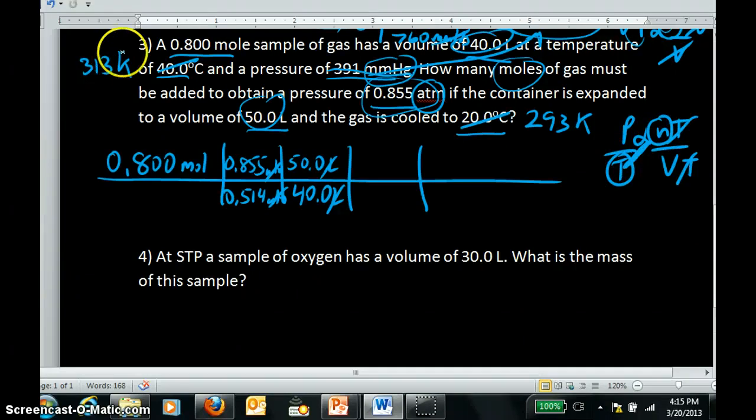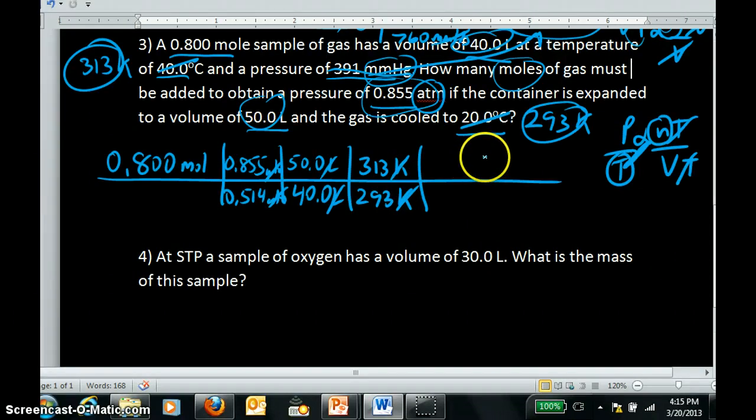In this particular problem, the temperature is decreasing. So that should have the effect of increasing how many moles I have. So I put the larger over the smaller to get a ratio greater than 1. And everything cancels, and it leaves me with moles. I multiply it all out, and I get 1.78 moles of gas.